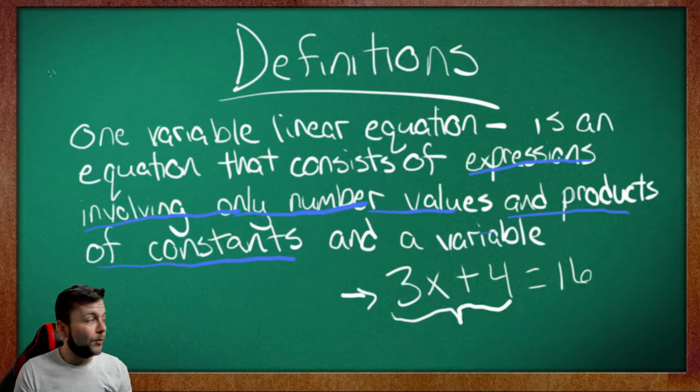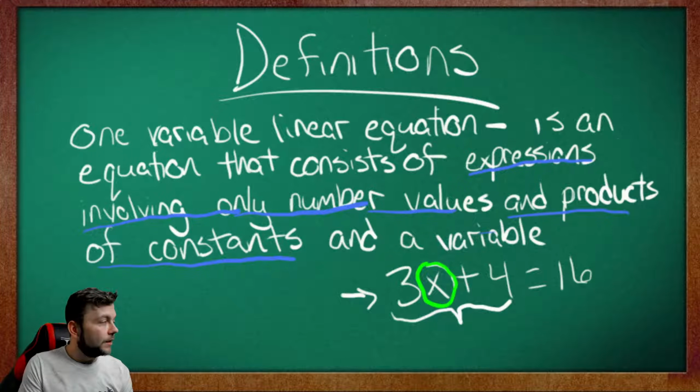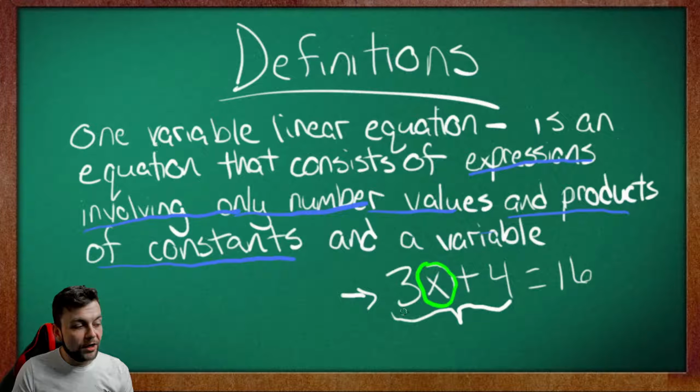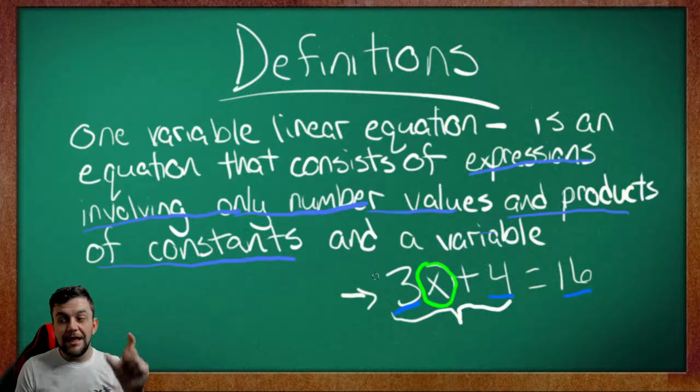We have our variable right there. Let's just make a little note of that. This is our variable. Let's make it green. Our variable. And our constants 3, 4, 16, and then you have multiplication occurring between the 3 and the x. Not too bad, right? It's just nice, plain and simple.